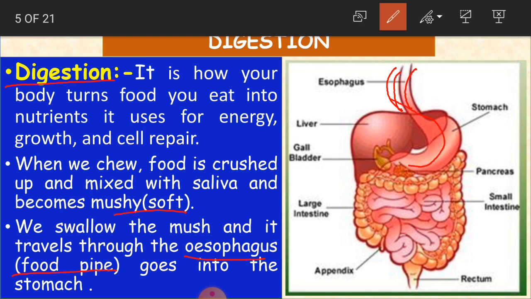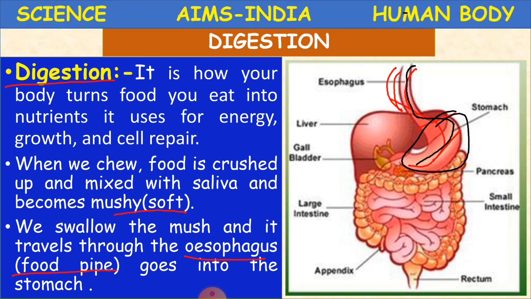See here. This is our stomach. This part is our stomach. So the food we eat and swallow travels through this food pipe and goes into our stomach. Okay, children? Clear? And after that, what happens?